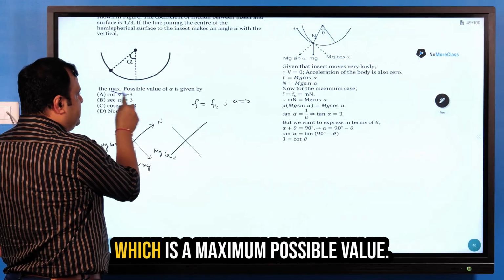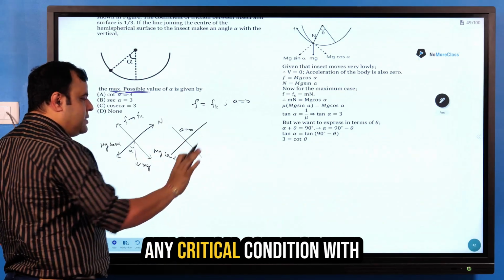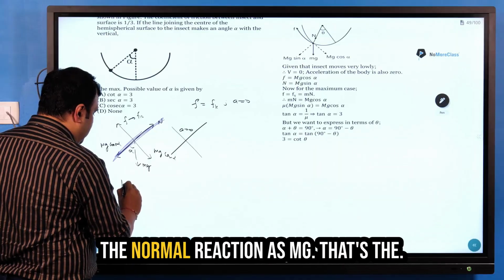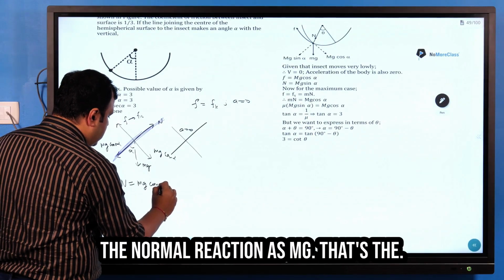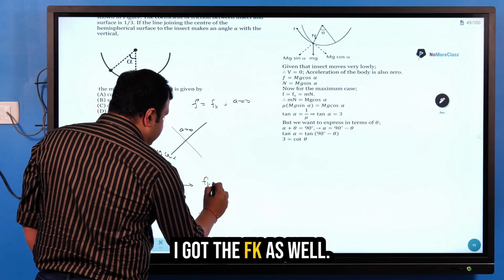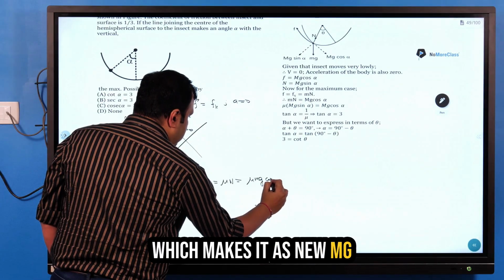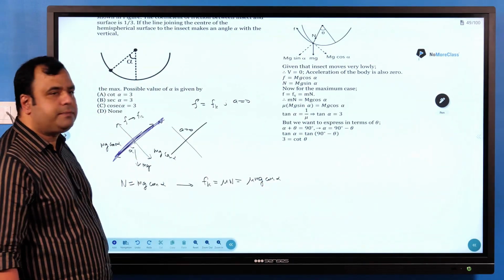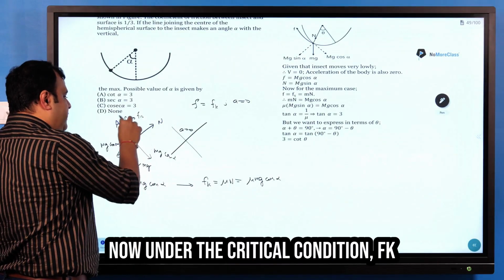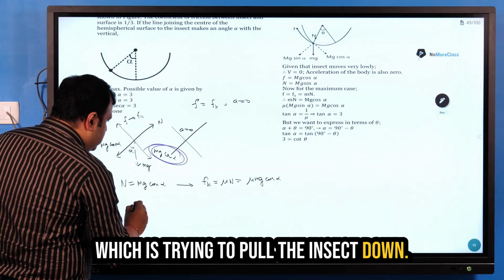Now under the critical condition, which is the maximum possible value, this friction will become Fk and the acceleration will be 0. Any critical condition with friction, this is how you do it. By balancing along this line, I'll get the normal reaction as mg cos alpha. Once I get the normal reaction, I get Fk as well. Fk is mu times N, which makes it mu mg cos alpha. Now under the critical condition, Fk should be equal to the downward force trying to pull the insect down, that is mg sin alpha.